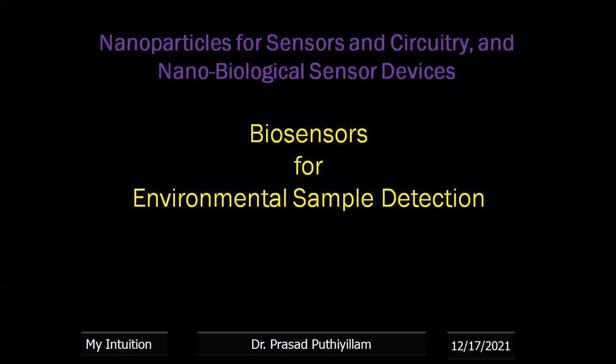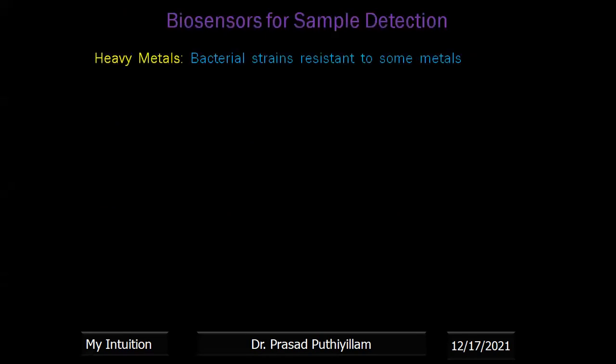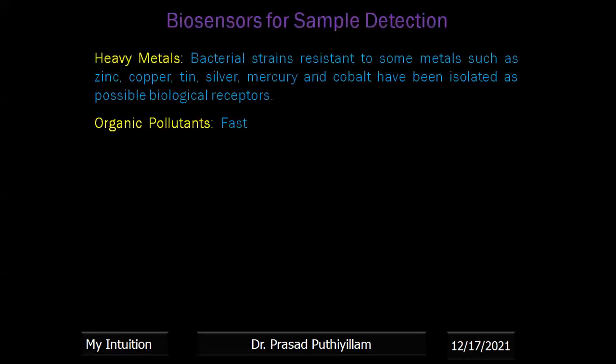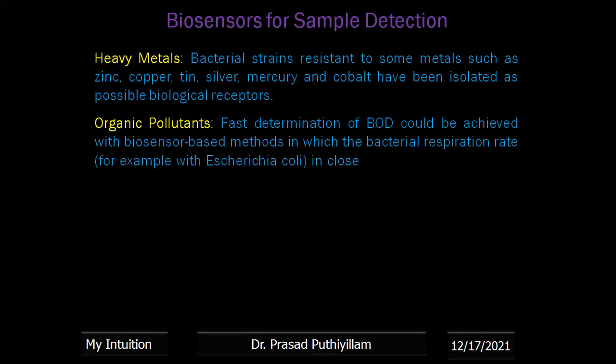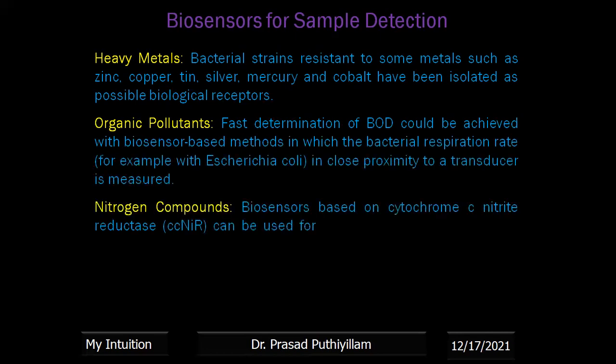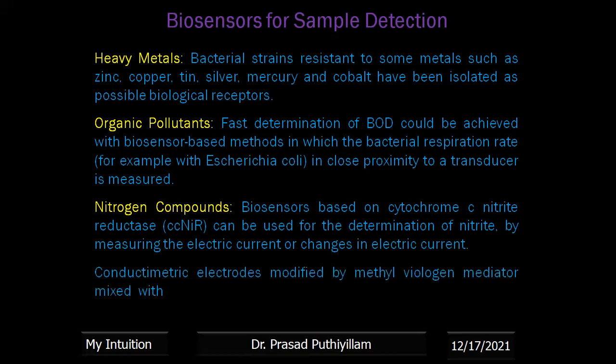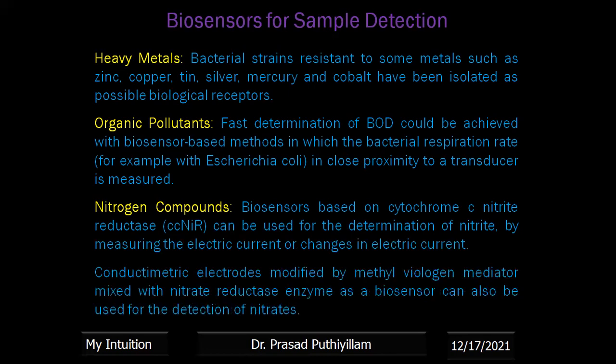Next, biosensors for environmental sample detection or polluting element detection. The main elements which are treated as pollutants are heavy metals, organic pollutants, nitrogen compounds, polychlorinated biphenyls, or phenolic compounds. We'll discuss them one by one. Heavy metals, even in a very small concentration present in the environment, cause human health issues, and they are non-biodegradable also.